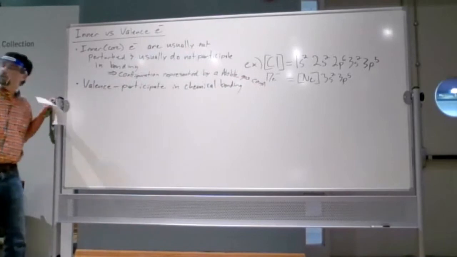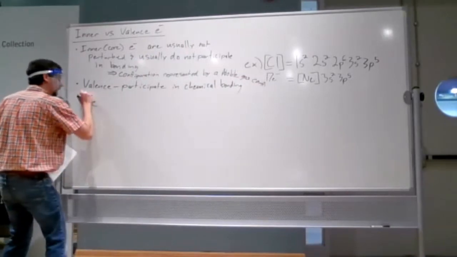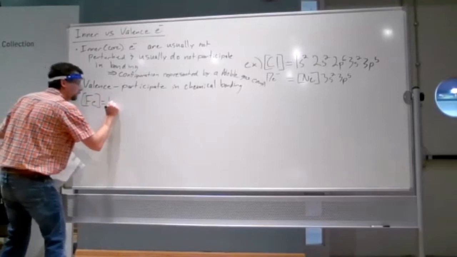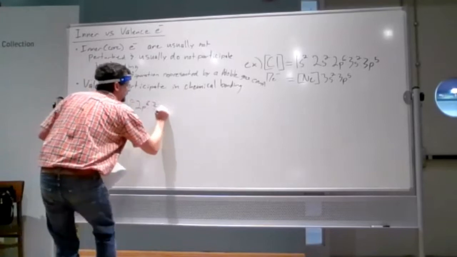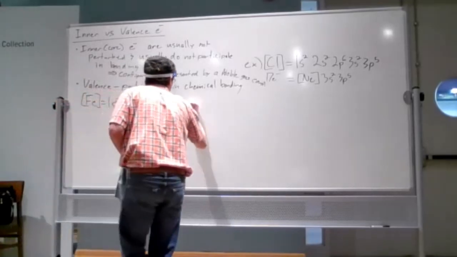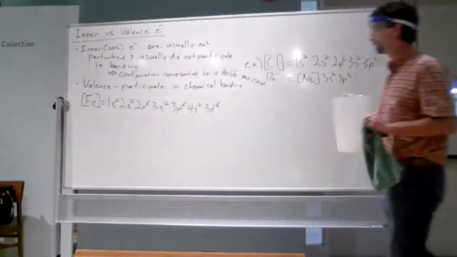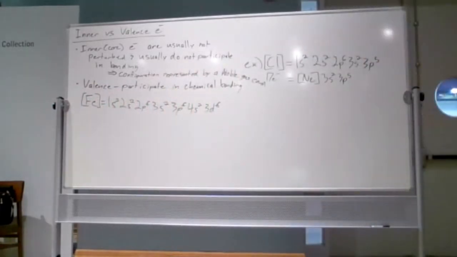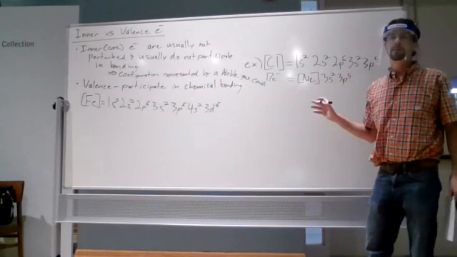So let's jump back to our example of iron. 1s2, 2s2, 3s2, 3d6, 4s2, 3d6. What I want you to do is pick out which ones are the core electrons and which ones are the valence electrons.